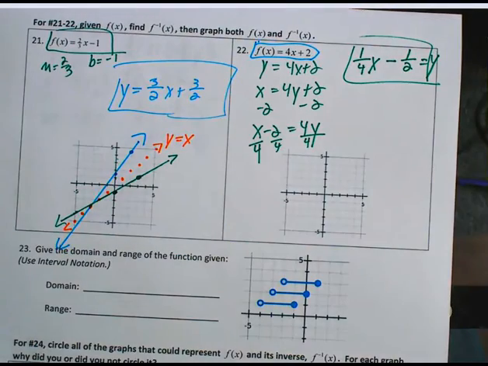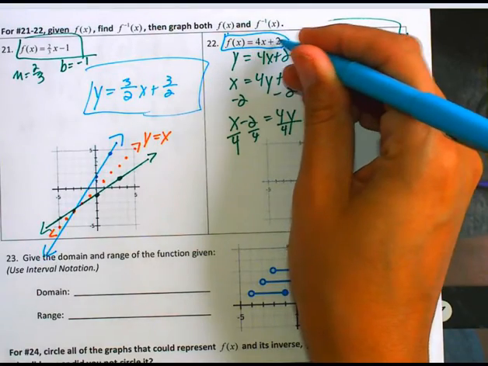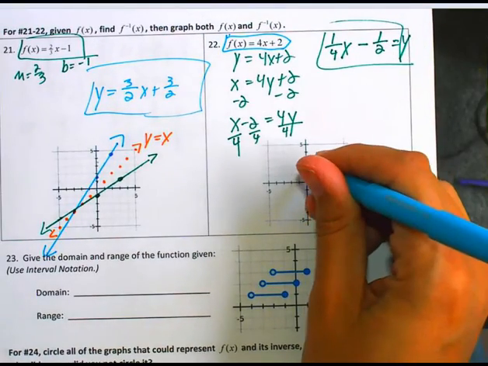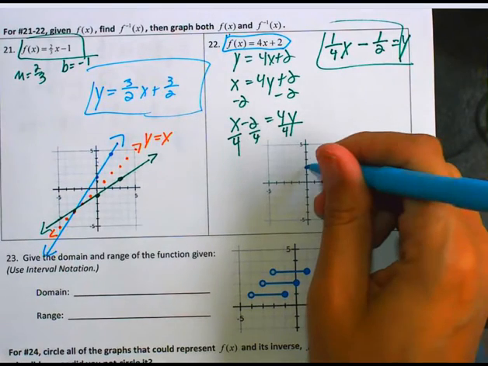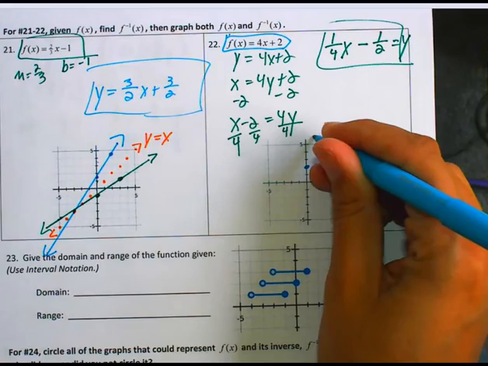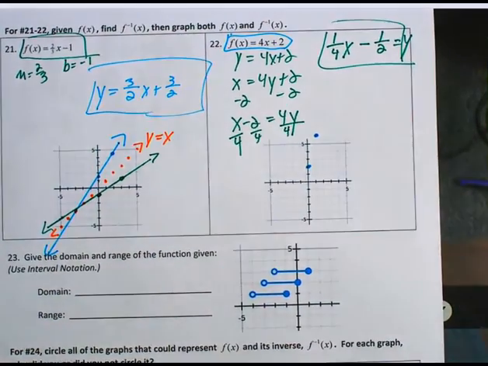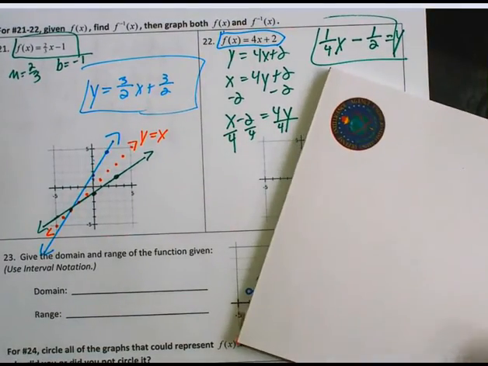Okay, and then we're going to graph each of these. So the first one is 4x plus 2. We know positive 2 is our y-intercept. And we're going to go up 4, 1, 2, 3, 4, and over 1. Then we're going to sketch that line in using those 2 points.